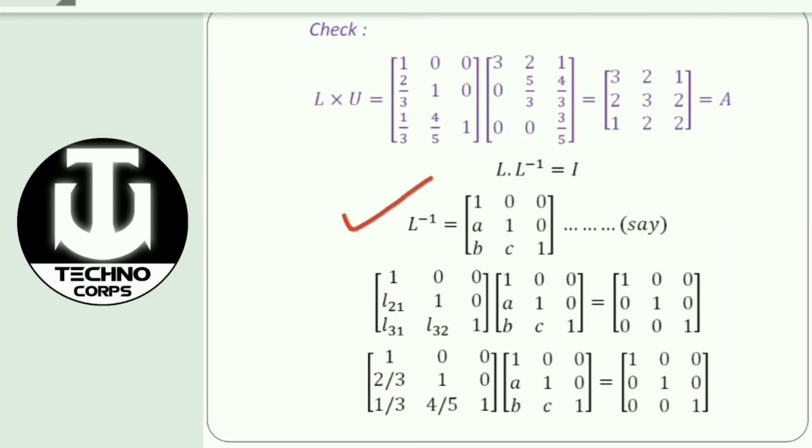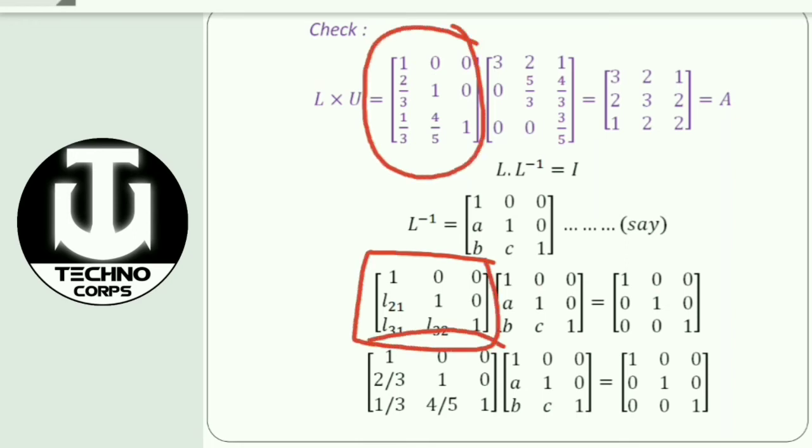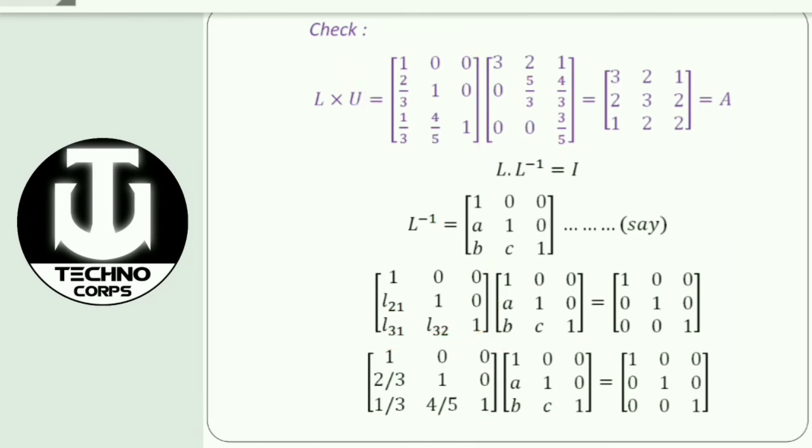Now suppose L inverse is in this format, where we have to find the value of A, B and C only. So we have to calculate this. Let's see how to calculate. Here L is the lower triangular matrix that we have just calculated, and we keep the values here. After that, we have to calculate L inverse.